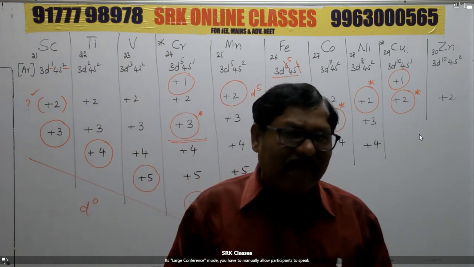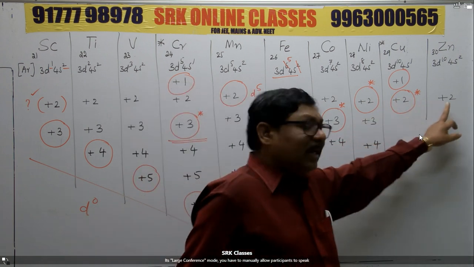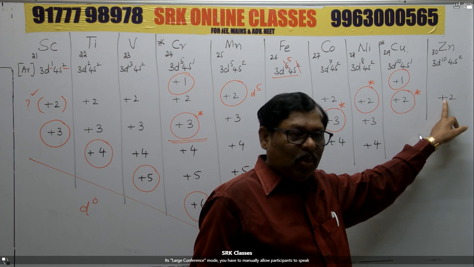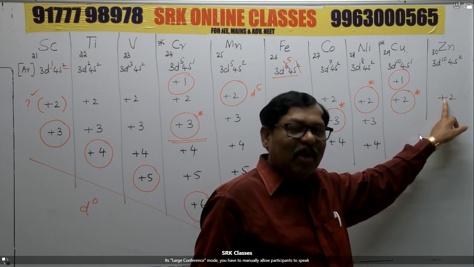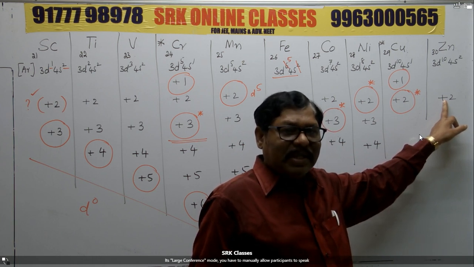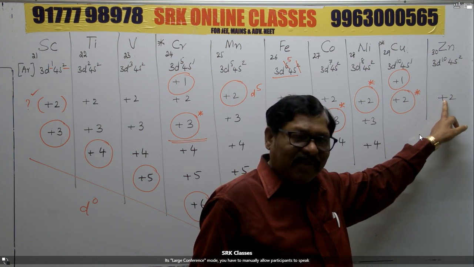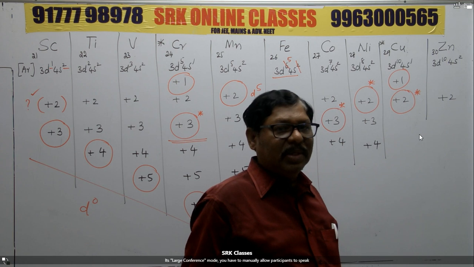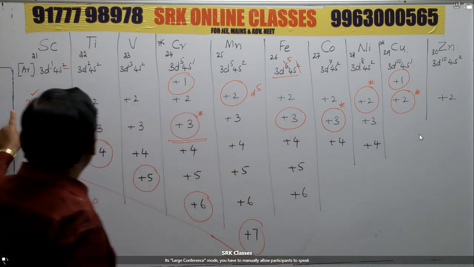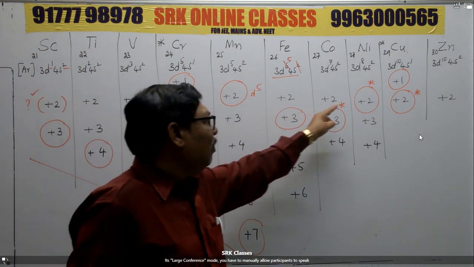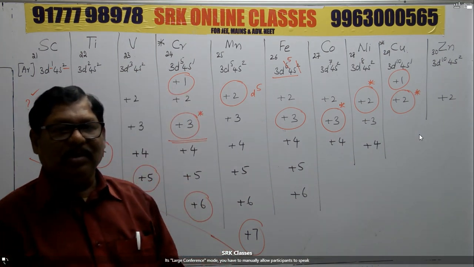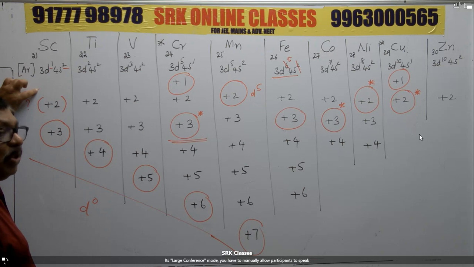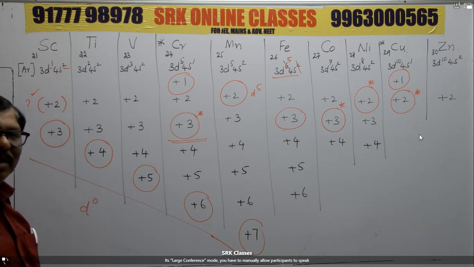First point, zinc is the only element which always shows only one oxidation state, that is plus 2. Because it's a d block element, not a transition element, and variable oxidation state is a characteristic property of transition elements but not d block elements. That's why it shows only 1. Second important point is all 3d series elements show plus 2 oxidation state common, except scandium. Scandium plus 2 oxidation state is unstable.